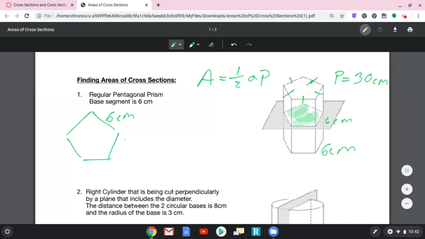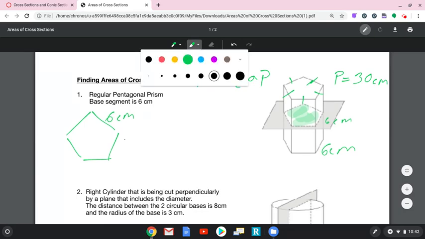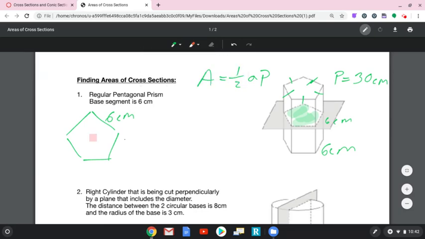Now we have to find A. Now remember, if we find A, that apothem, what we're going to do is go from the center. Okay, guys, we're going to go right from that center down. It's going to be perpendicular, and we're going to make that little right triangle. Right here is A. Now be aware that this segment here is 1/2 of 6, so that will be 3.